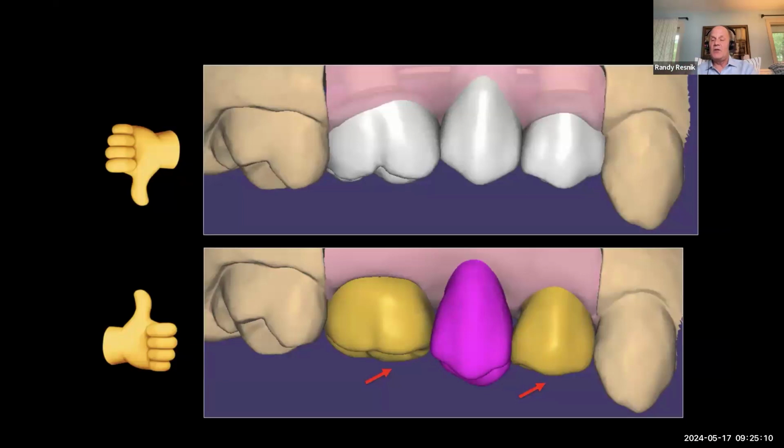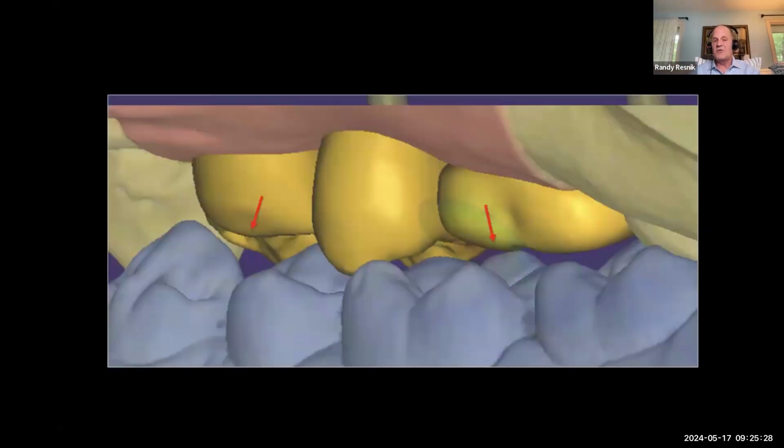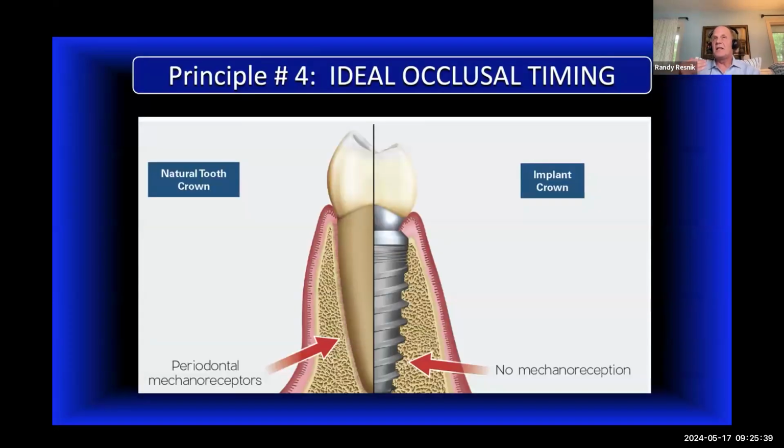So if we look at the design phase of this, the upper image here is the full contour. Here is how we modify it to minimize those cusps. And when you minimize the height of the cusp, it also minimizes any possible eccentric contacts, such as here, where when the patient goes into lateral excursions, they're not going to hit one of these cusps, which would put more force on the area.